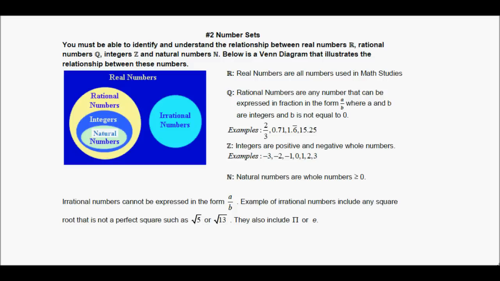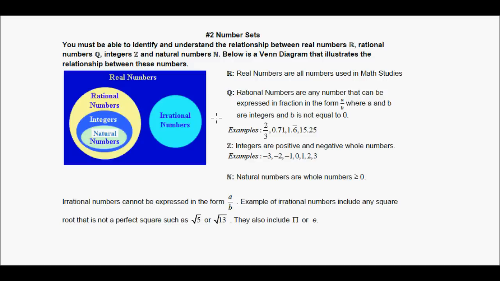Okay, so you'll see here, if you start right in here at natural numbers as part of this Venn diagram, the thing to understand is natural numbers are 0, 1, 2, 3, 4, all whole numbers greater than or equal to 0. Integers are 0, 1, 2, 3, 4, but then all the negative numbers, like negative 1, negative 2, negative 3. So natural numbers are also integers, and then integers are also rational numbers. Rational numbers are any number that can be expressed as a fraction in the form of a over b, where a and b are integers and b is not equal to 0.